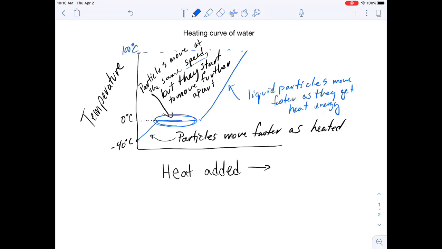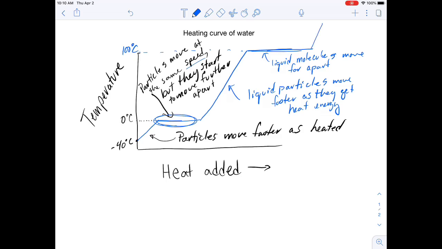At 100 degrees Celsius, water then begins to boil. And again, the energy now is going to be spent pulling those water particles further apart. And so in this section, the liquid water particles move far apart, and the energy is being used to make them move further and further apart. This takes a bunch of energy. It takes a lot of heat to do that.